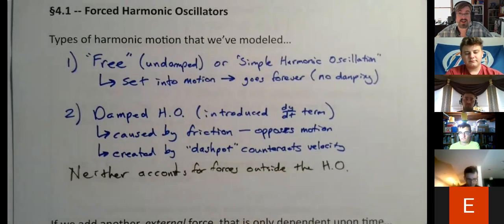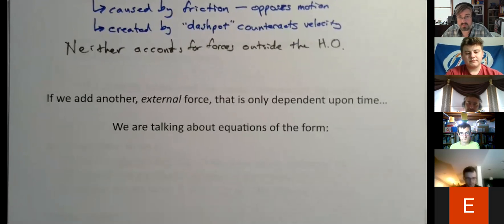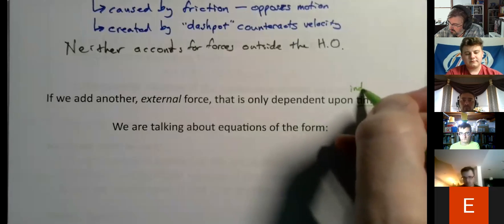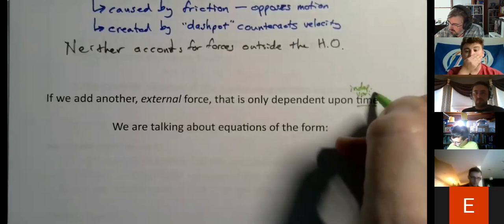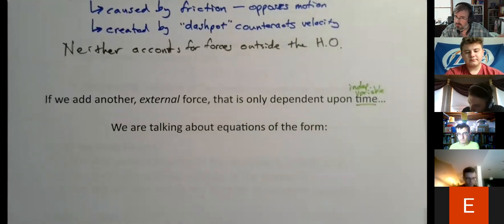But that's not very helpful in the real world. We want to be able to see how oscillators interact with things. We want to be able to walk up and poke something and see what happens. So we're going to add another external force that's only dependent upon time. And this is important because remember, time is our independent variable. It's not dependent upon position, and has nothing to do with velocity. It's only dependent upon time.